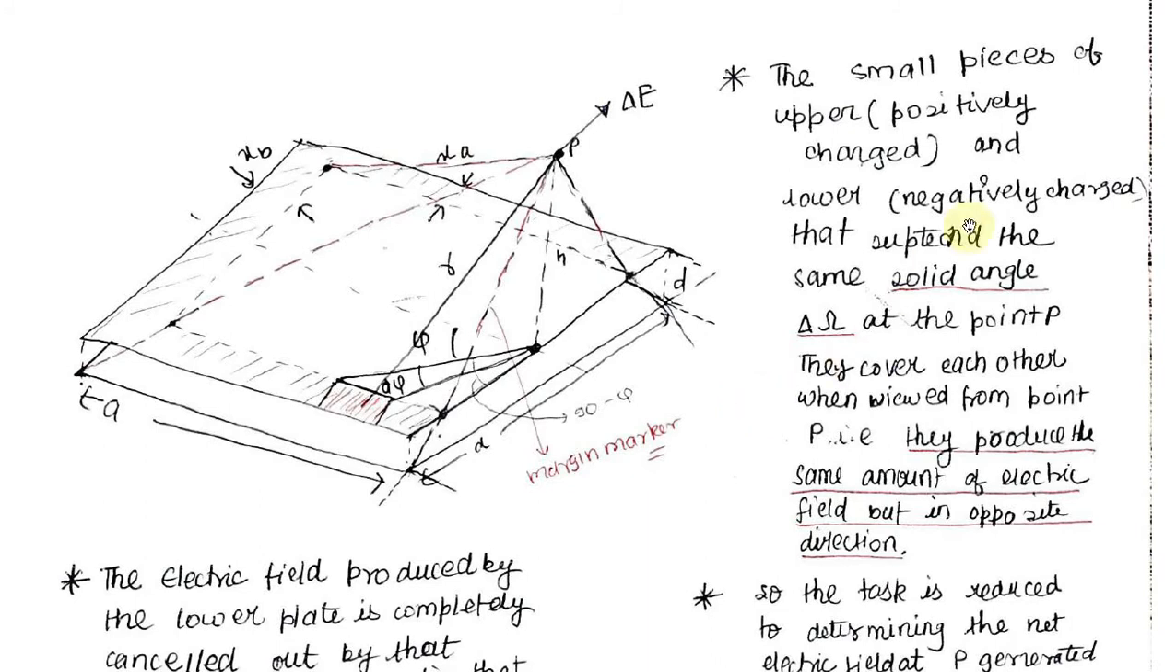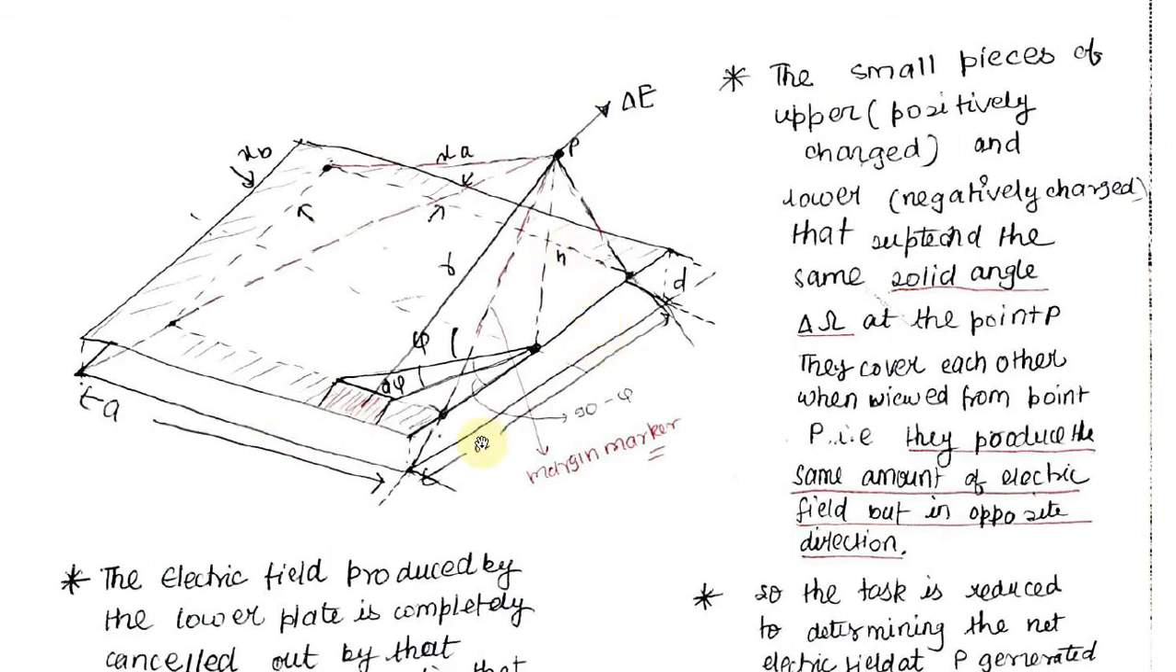As you can see, the small pieces of the upper positively charged and the lower negatively charged plates that subtend the same solid angle delta psi at the point cover each other when viewed from point P. It means that if we are standing at point P and looking at the system, some portion of the lower plate and the upper plate coincide by means of solid angle.